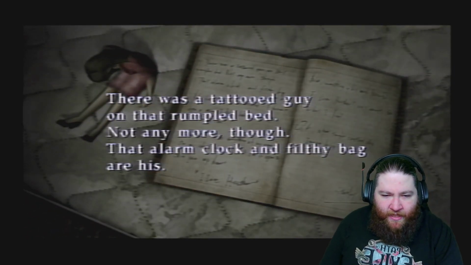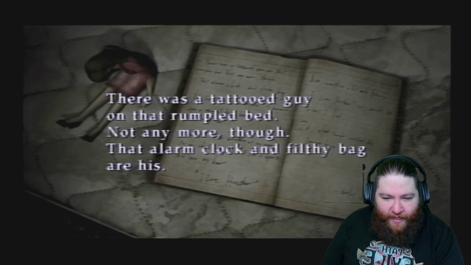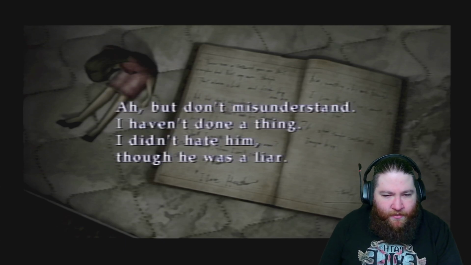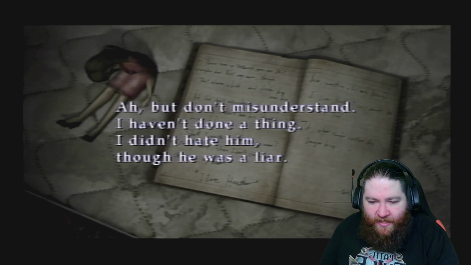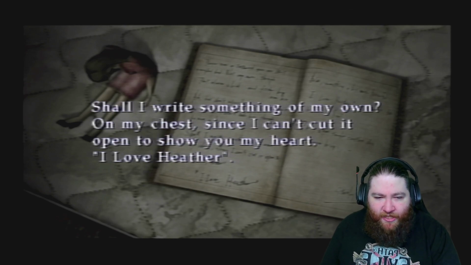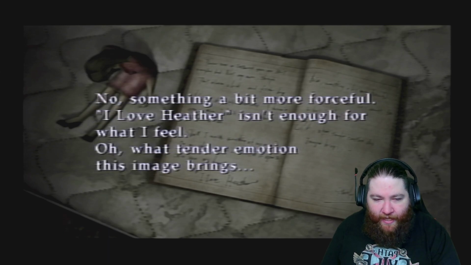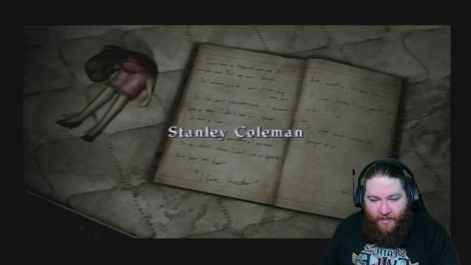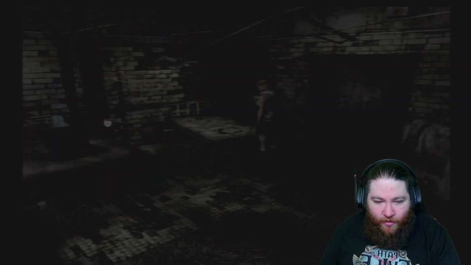There was a tattooed guy on that rumpled bed. Not anymore, though. Alarm clock and filthy bag are his. But I don't understand. I haven't done a thing. I didn't hate him, though he was a liar. Shall I write something of my own on my chest, since I can't cut it open to show you my heart? I love Heather. No, something a bit more forceful. I love Heather isn't enough for what I feel. Oh, the tender emotion this image brings. Stanley Coleman.